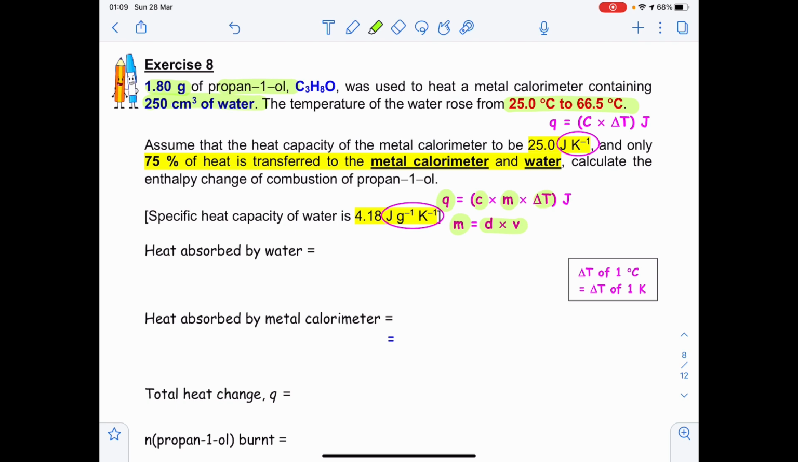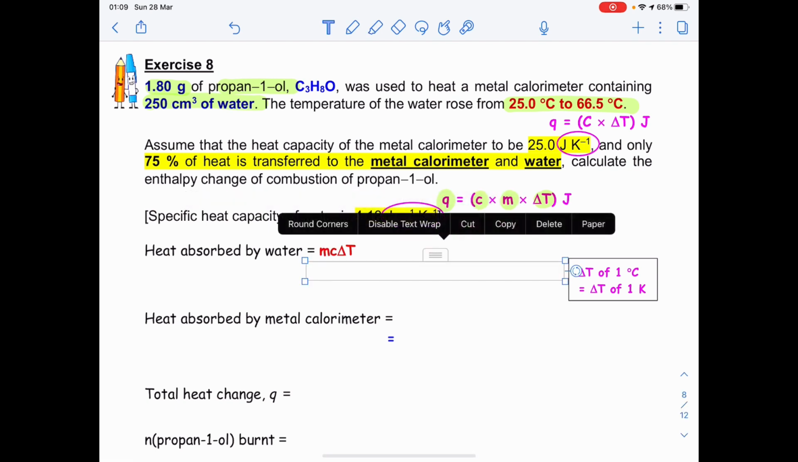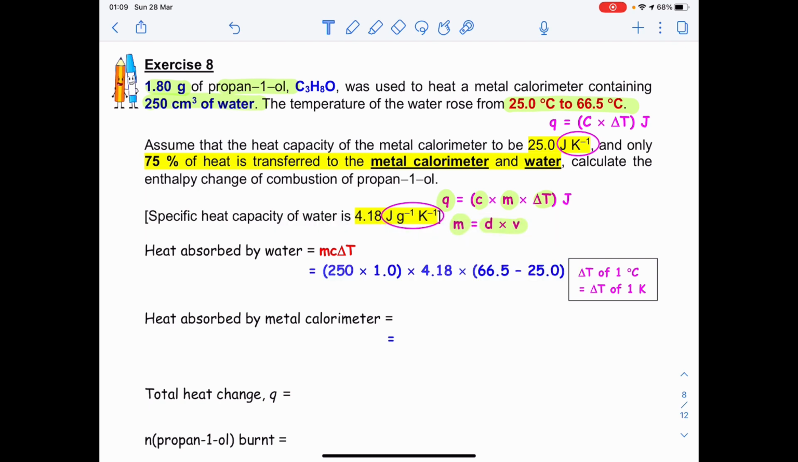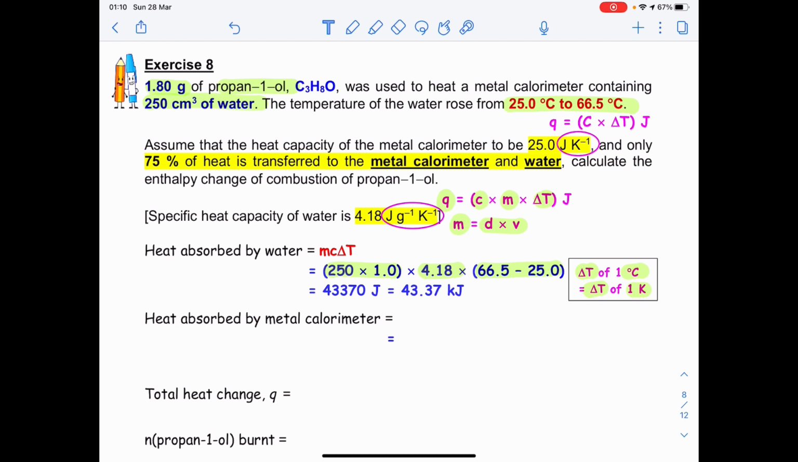So heat absorbed by water is equal to mc delta T, is equal to the volume of water times density, 250 times 1.0 times 4.18 times the temperature change in Kelvin, 66.5 minus 25.0. Note that the delta T in degrees Celsius is the delta T in Kelvin. And the answer for Q will be in joules, convert to kilojoules.